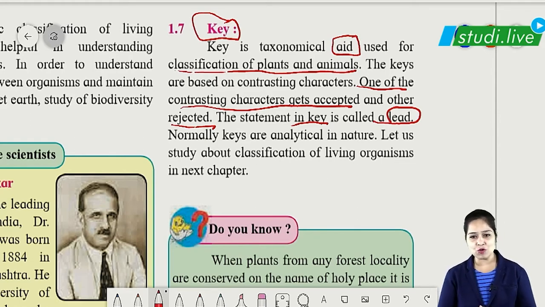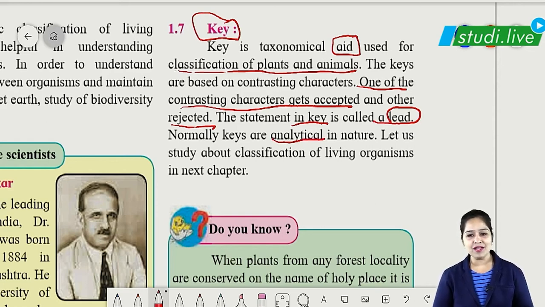and this key is normally based on contrasting characters of the plant. Contrasting, as you know, means one is going to be the dominant character and the other one the recessive. Normally keys are analytical in nature. Now, we are going to study classification of these plants and animals in the later chapters. For that, we complete this chapter for now.